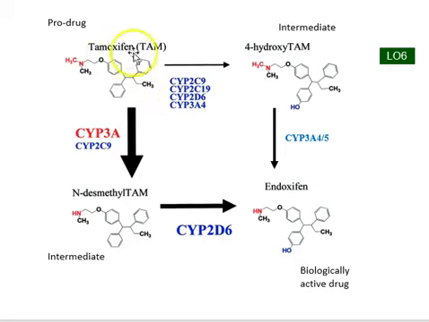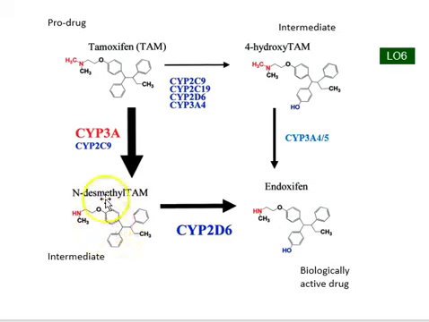So tamoxifen is administered as a prodrug, and it undergoes several metabolic steps. Two specific intermediate steps are shown here, but several CYP enzymes are responsible for these steps. And so the size of the arrow basically indicates the predominant pathway. So let's just follow this pathway along. Here's your prodrug tamoxifen, and with the help of CYP3A, it undergoes chemical modifications into N-desmethyl tamoxifen, which is shown here. This is an intermediate.